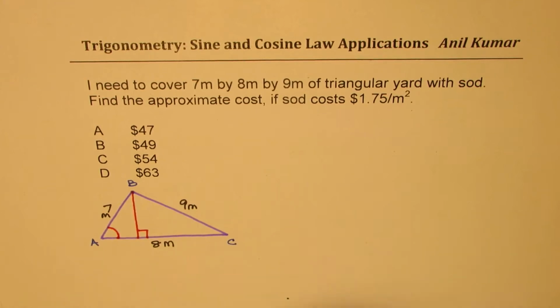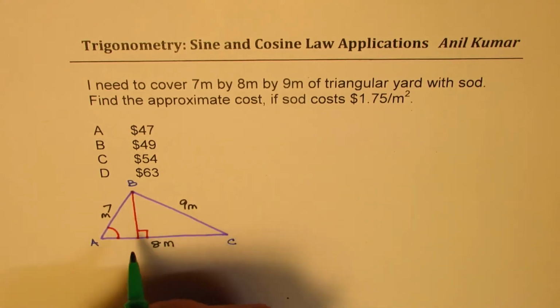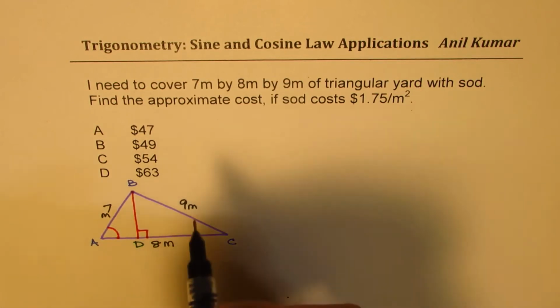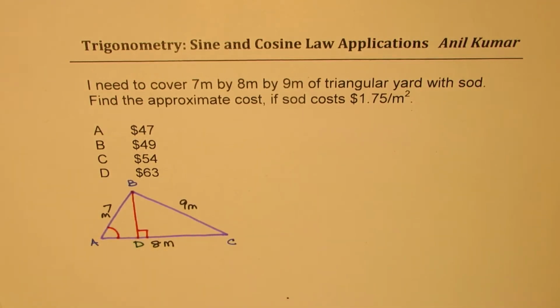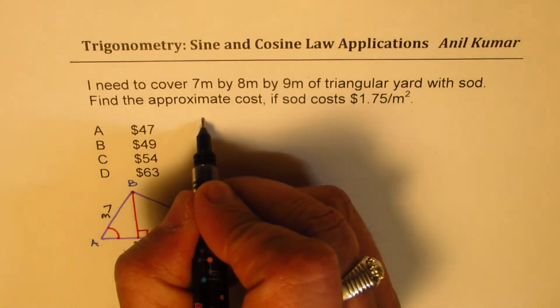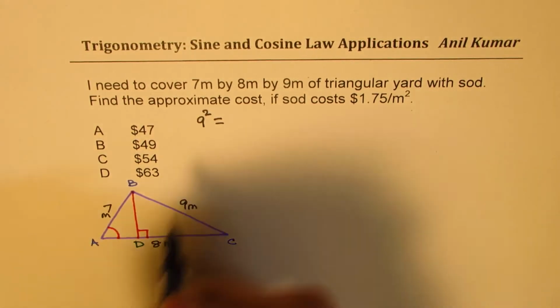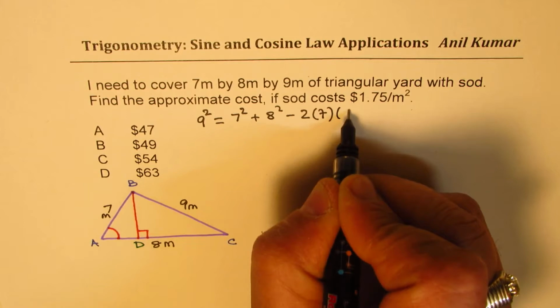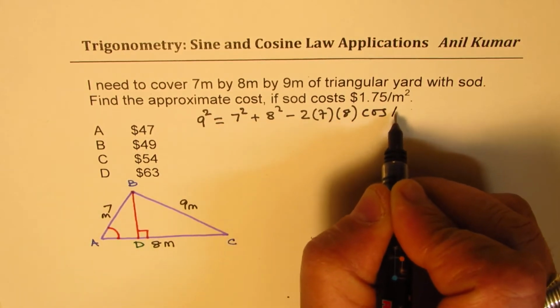So let's call this point here D. So B to D is the height of our triangle. Let's find the angle A first, using cosine law. Now some of you only see the cosine law from side formulas, so let me start with that. Let us say we are interested in this particular angle. So I'll write 9 square equals this square plus that square, which is 7 square plus 8 square minus twice 7 times 8 times cos of the angle A.